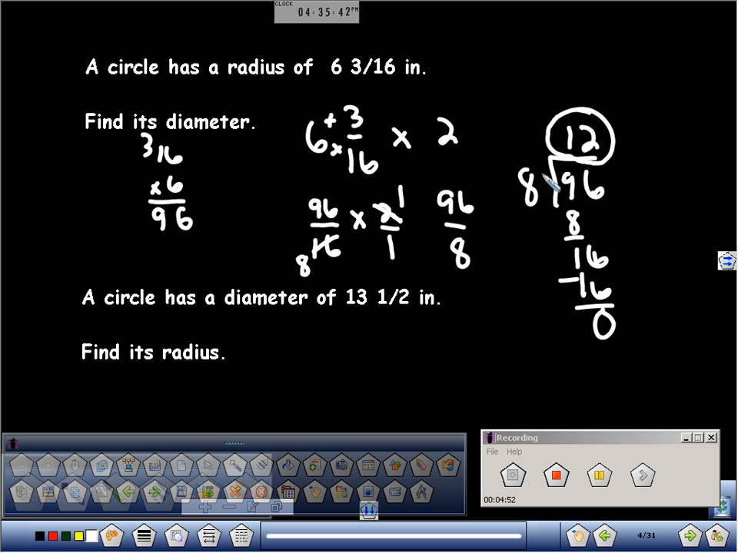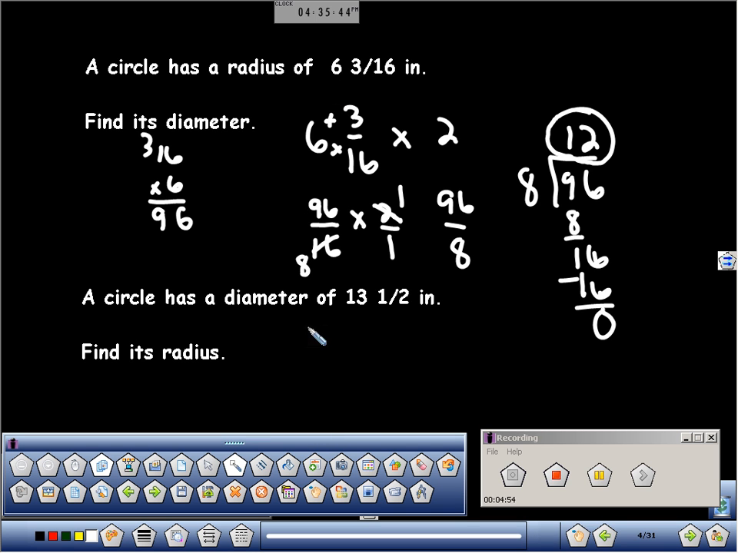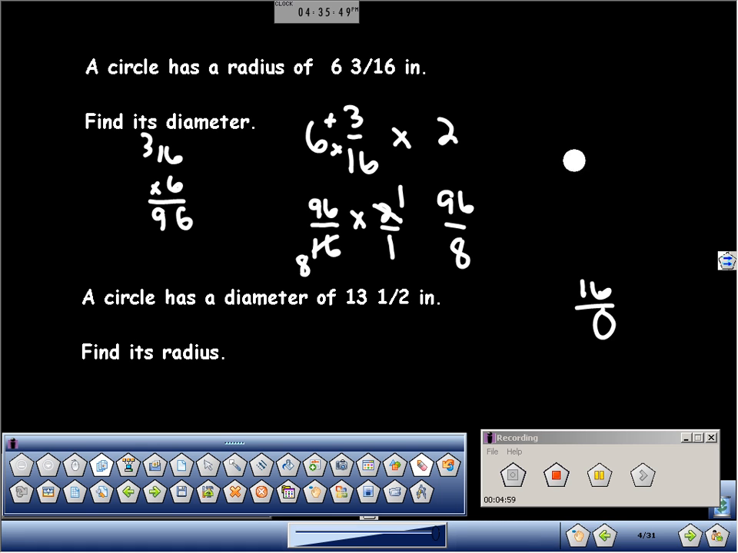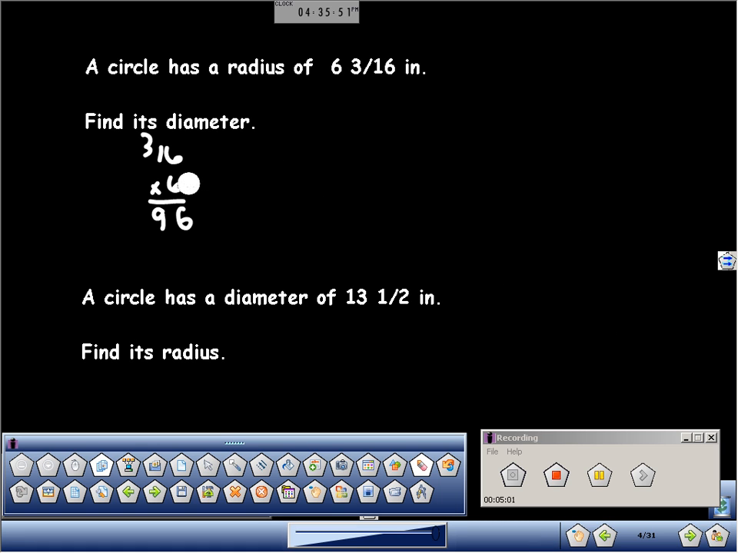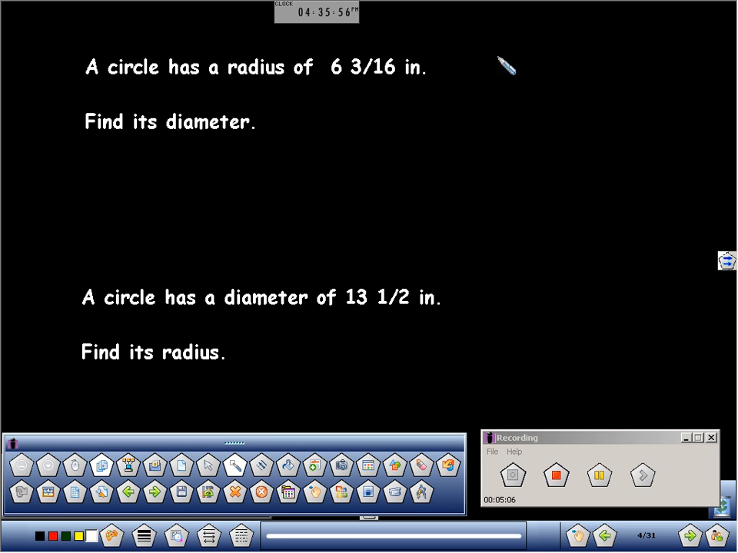You know, when you think about it, let me erase all this. Multiplying 6 and 3/16 times 2 is really the same thing as adding 6 and 3/16 plus 6 and 3/16.